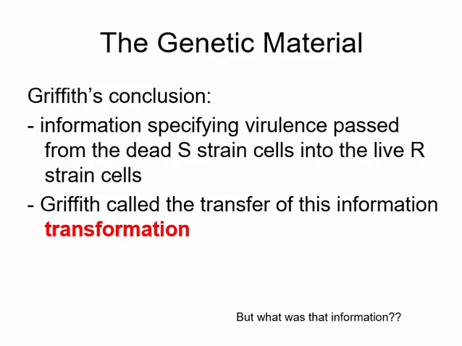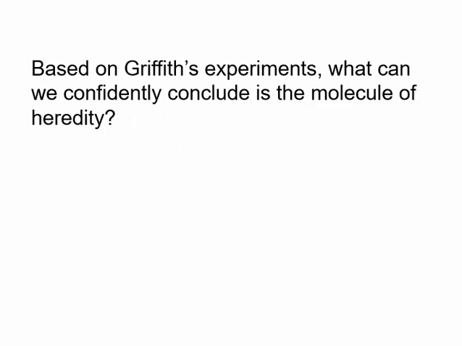So here's what Griffith concluded. The R strain, that non-virulent strain, is picking up material from the dead S strain, that dead fragmented S strain. And Griffith called this transformation. And we're really left with the question, of course, well, what is that information? So what can you say? What can we conclude at this point?